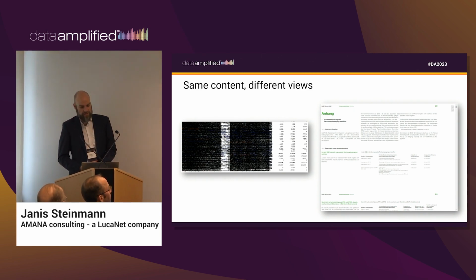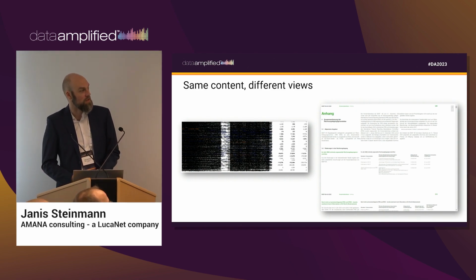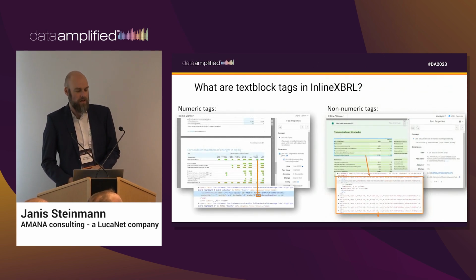And on the right-hand side, you can see the same content, but reconstructed faithfully to how it looks in the original report, right? And this really is, in Europe for the last year, a lot of a challenge and a lot of discussions between all involved parties, how we can improve and use the content of TextBlock tags. There's a lot of questions here that I will try to answer in this talk.